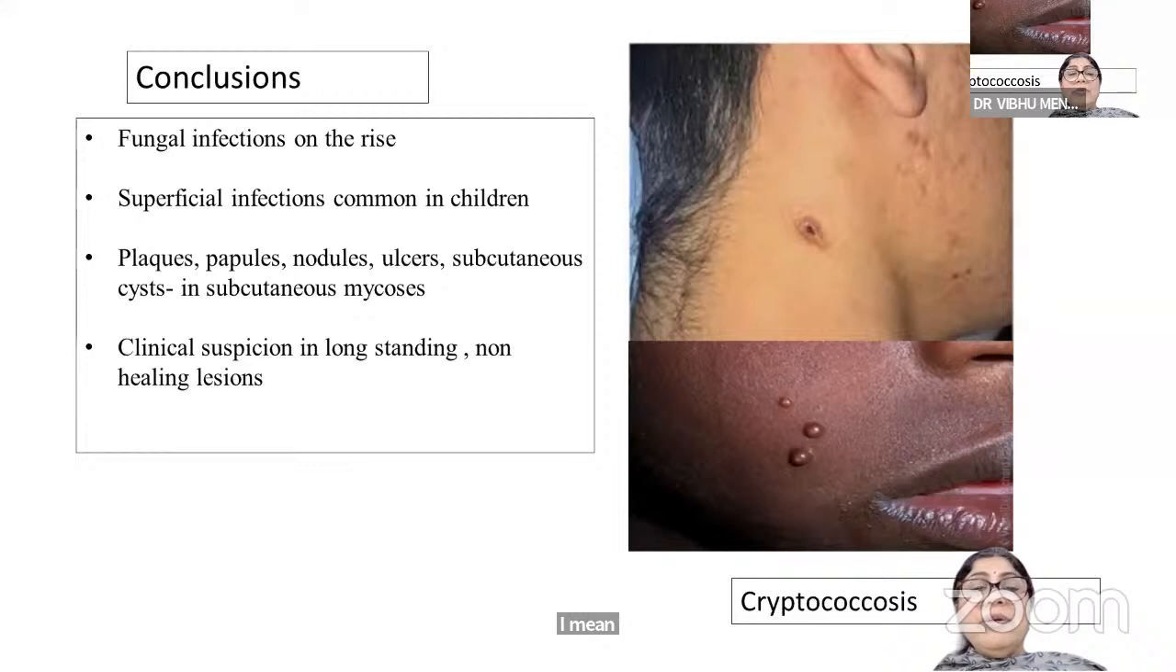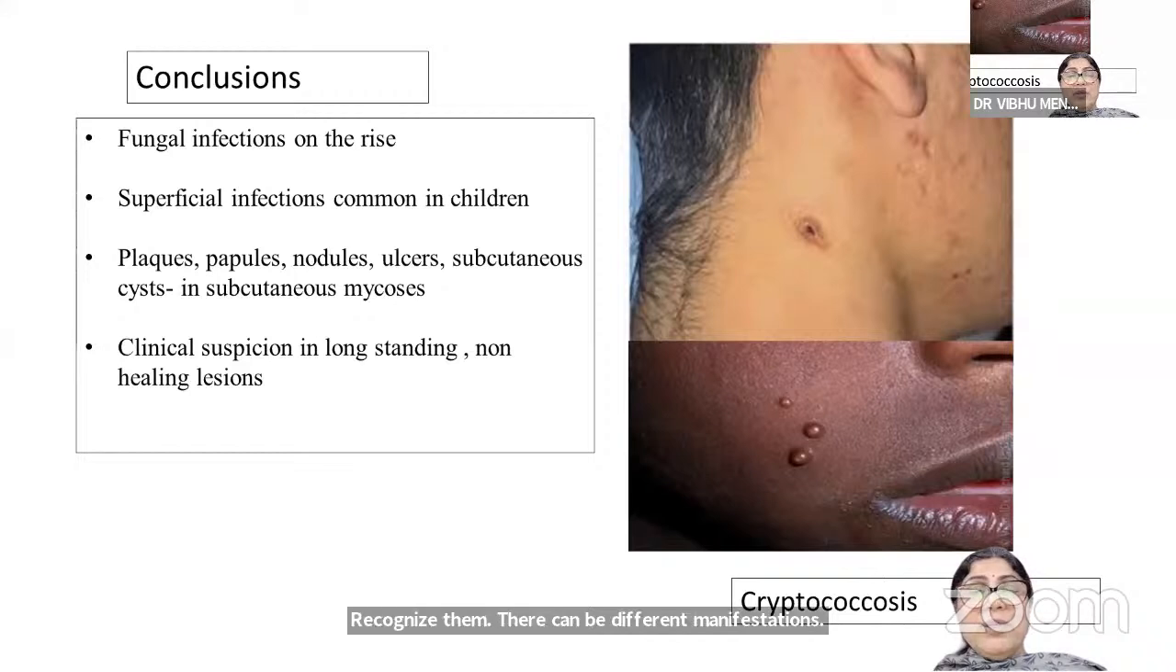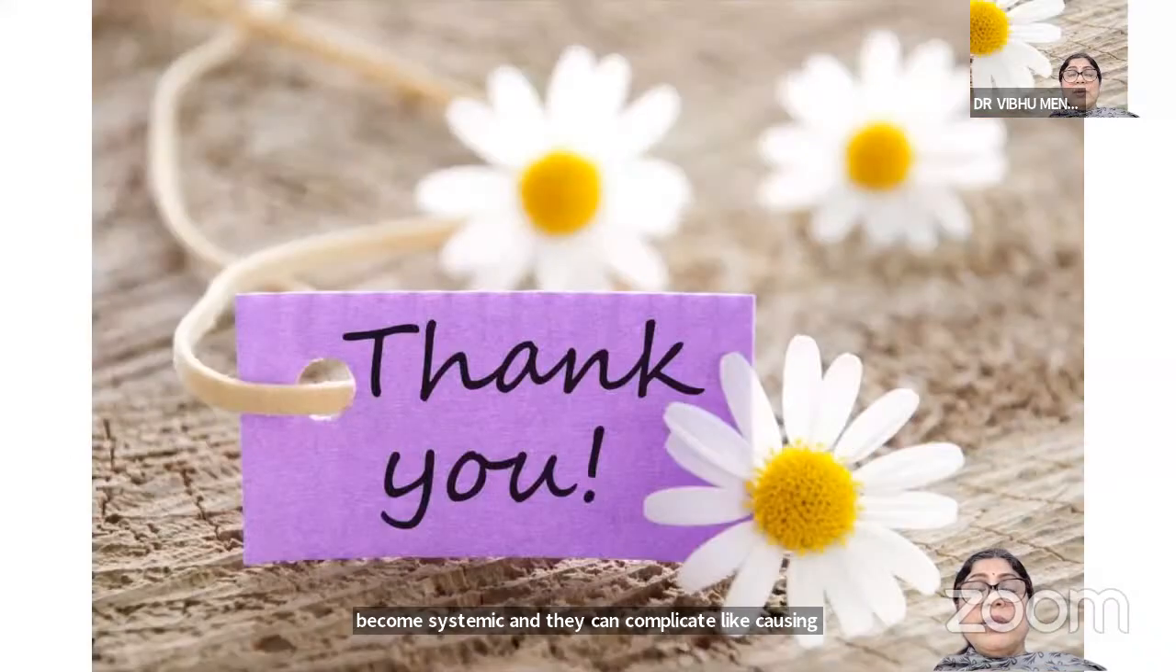There can be different manifestations. You should be able to recognize the superficial infections and treat them, and know when to refer. You must suspect these infections when the lesions are long-standing and non-healing, because sometimes they can become systemic and complicate, like causing cellulitis and other infections. So this brings to the end of my session, and thank you so much. We can entertain questions if there are any.